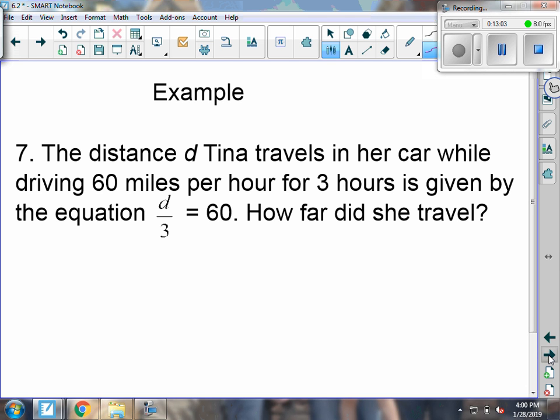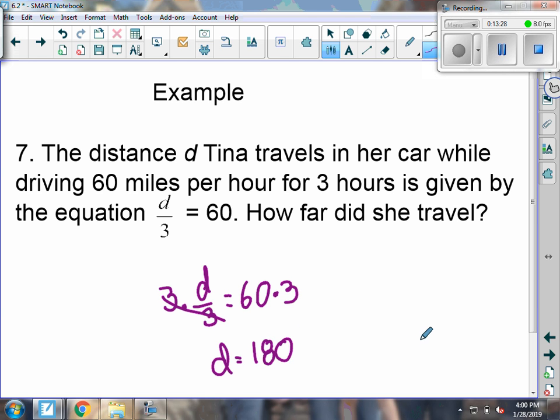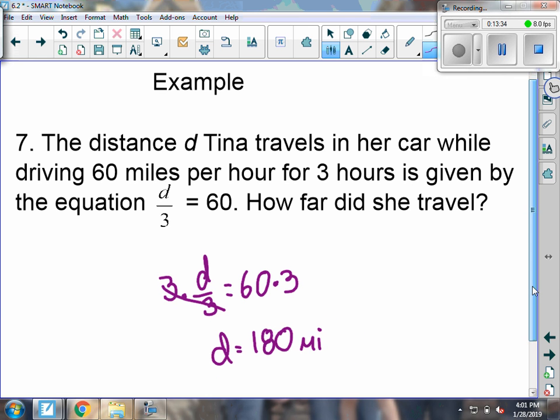So they give us our expression. We have d over 3 is equal to 60. So it makes it easy because they give it to us. So this is what we're solving. We multiply both sides by 3 because we want to get rid of that 3. So I end up with d is equal to 60 times 3 is 180. So how far did she travel? She traveled 180 miles. Remember, mi is the abbreviation for miles.